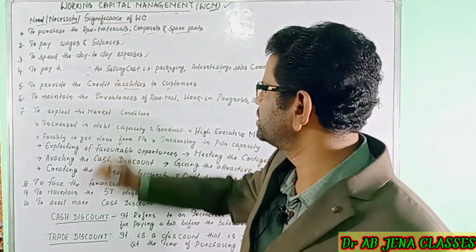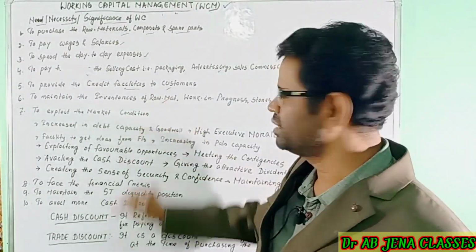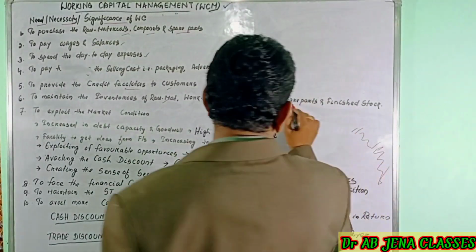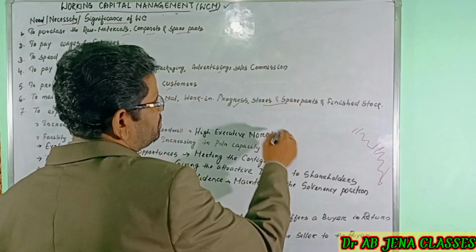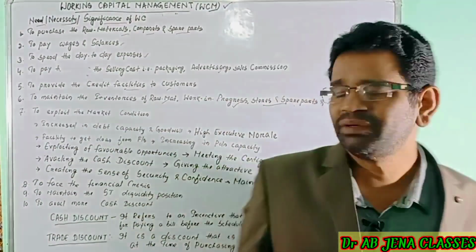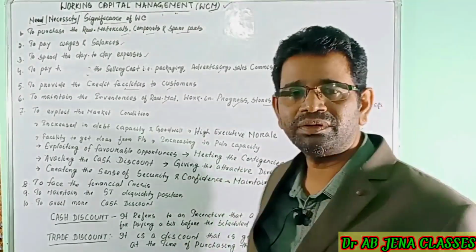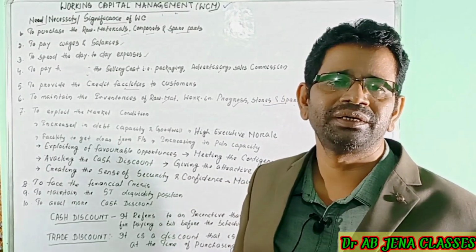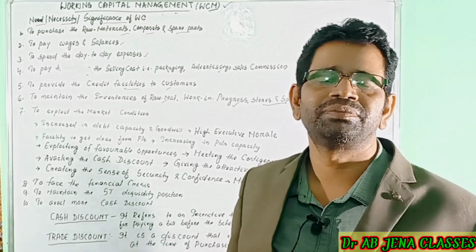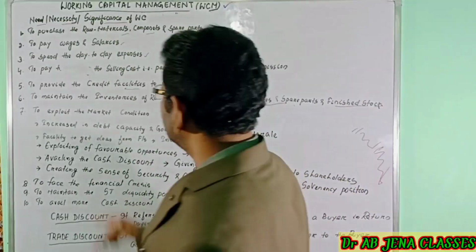Yes, so credit facilities. And then the business will maintain the inventories of raw material, then the work in progress, stores and spare parts as well as the finished stocks. If there will be the maintenance, then the production process will not be affected. If the production process will be affected, then definitely the sales will be declined. If the sales will be declined, then the profit or the revenue generation will be less.